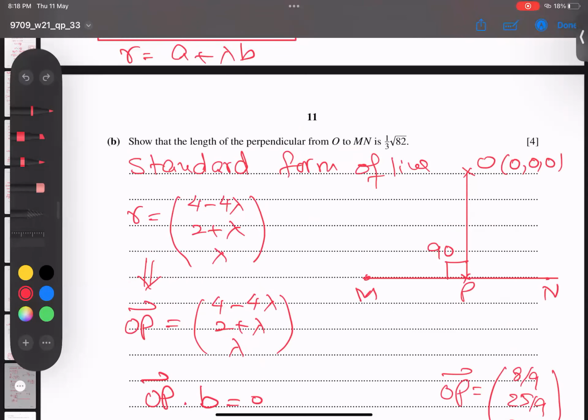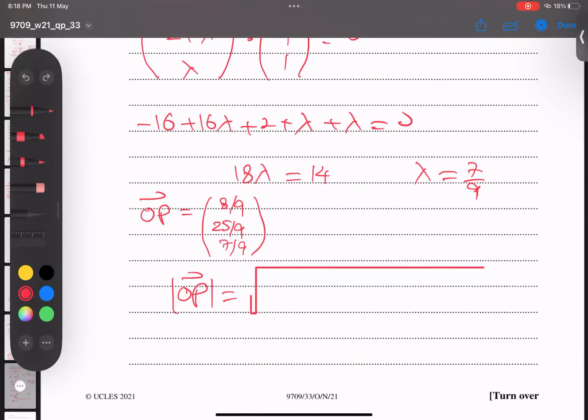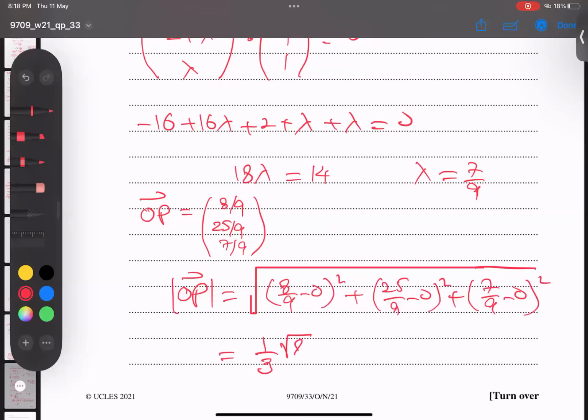Normally the formula is x2 minus x1 whole square, y2 minus y1 whole square, z2 minus z1 whole square. But all are 0, so we will not care about that. Actually, the formula is, I'm just showing, 8 by 9 minus 0 whole square. This is x2 minus x1. I believe now you're getting the point. And 25 by 9 minus 0 whole square, and 7 by 9 minus 0 whole square. When I type it in the calculator, students, I'm getting 1 over 3 root of 82.